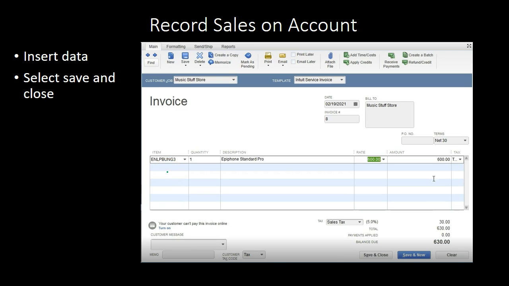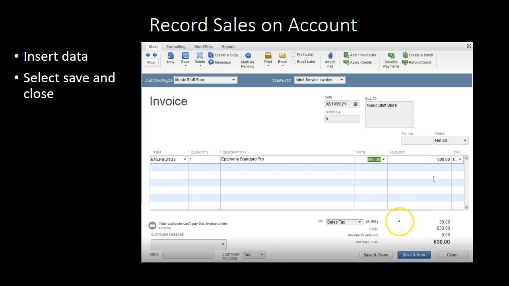And once again, we can imagine just knowing what guitar we have and just putting in that item number, which is a bit long for this one, but we have that. And then it would just auto-populate, which is the Epiphone Standard Pro. The rate would populate for us, and then we have the amount.